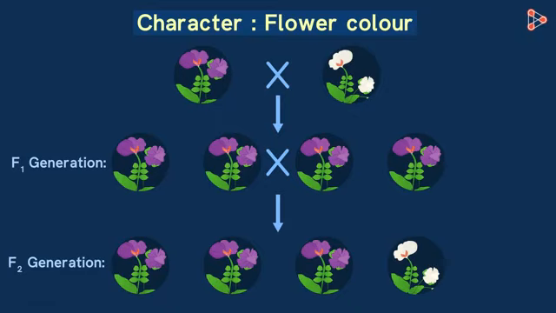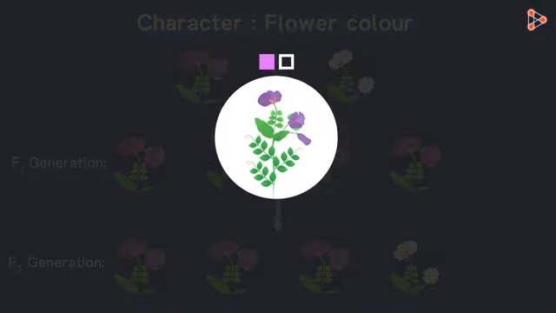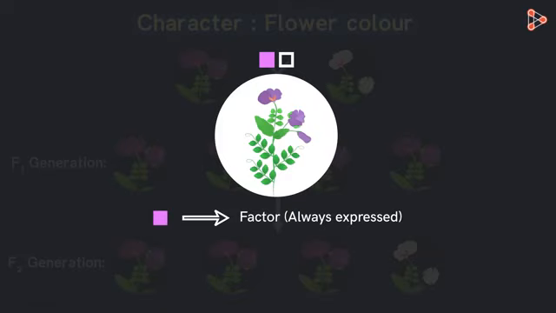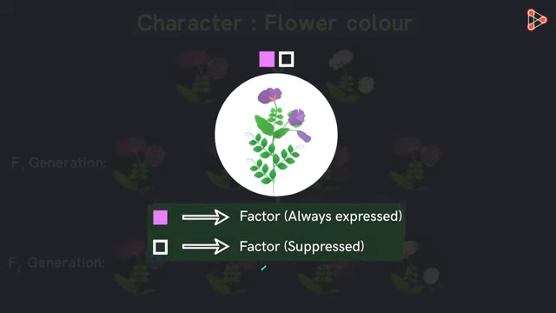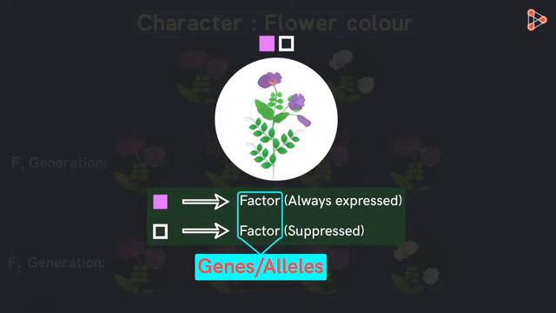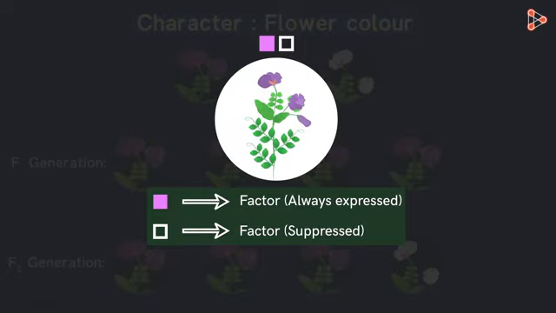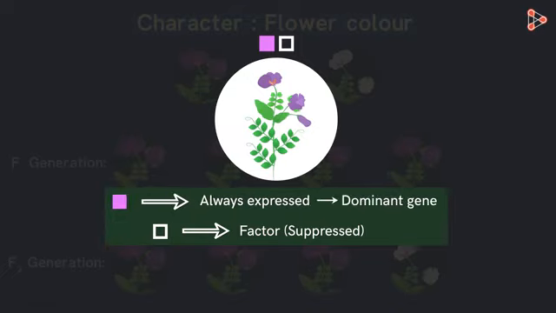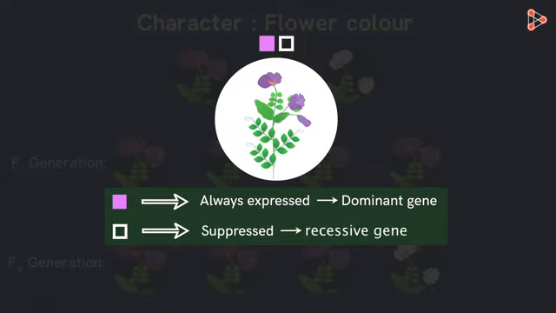He explained that in organisms like the green peas, one factor is always expressed and it superpowers the presence of the other factor. We call these factors as genes or alleles now. We will have a detailed look at what genes mean in our upcoming parts. But for now, let's focus on Mendel's work. In today's terms, Mendel said that some genes are always expressed irrespective of the other. These are called dominant genes. The others which are suppressed are referred to as recessive genes.